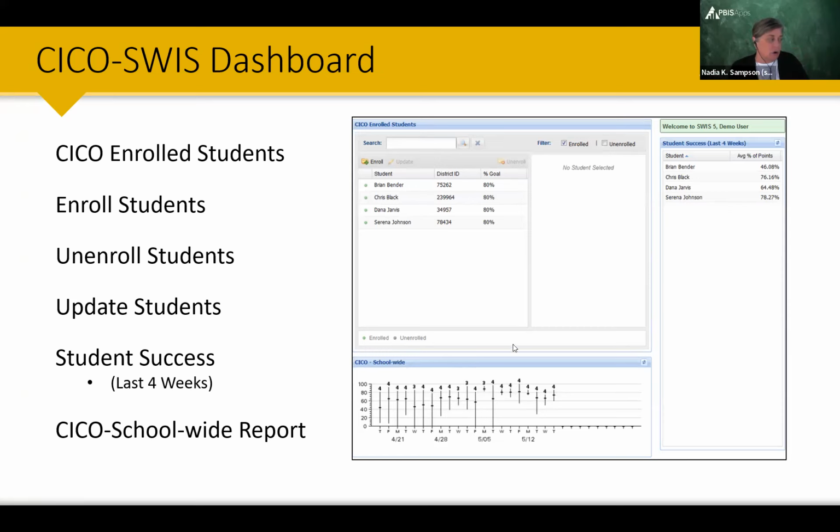This is a funky little graph called a whisker graph. I'm not going to go into it, but it actually does give you some really good information. And if you go through the training, you can learn how to use it in a way that really helps you look at, is check-in, check-out working in our school? And if not, then you can dive into, well, what are we doing or not doing?